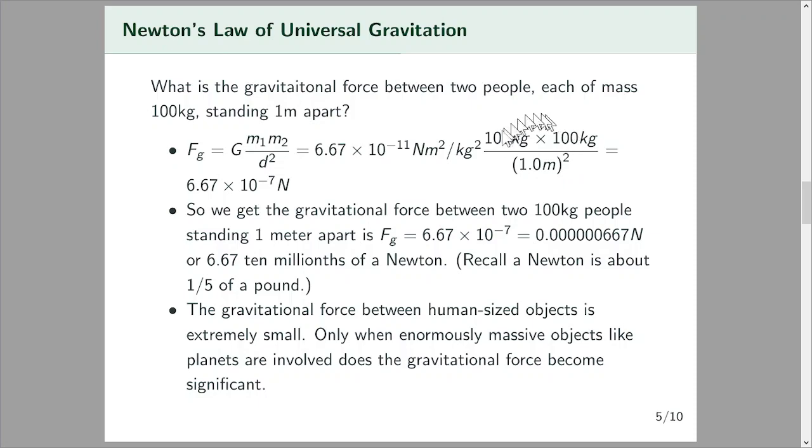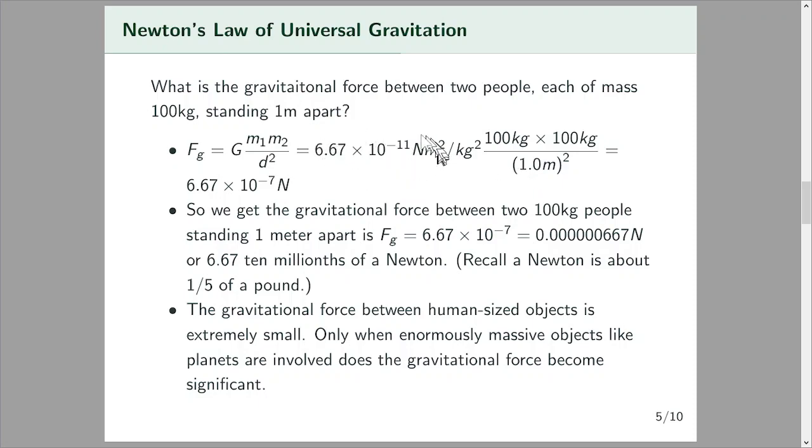If you multiply all this out, just this little fraction here is 100 times 100 over 1, which is 10,000. If you multiply 10,000 by 6.67 times 10 to the minus 11th, you get 6.67 times 10 to the negative 7, and that's newtons. If you break that number down a little bit, it's about 6.67 ten millionths of a newton. Recall that a newton is about a fifth of a pound. So this is a few ten millionths of a fifth of a pound. So you can see that the gravitational force between people is extremely weak.